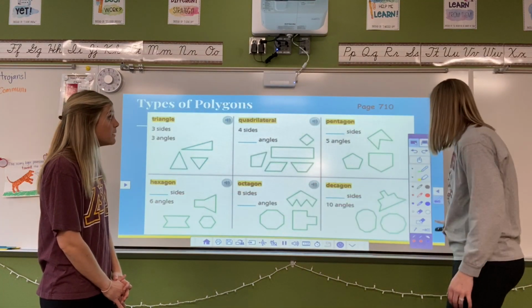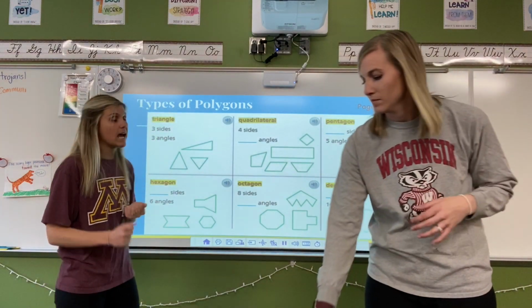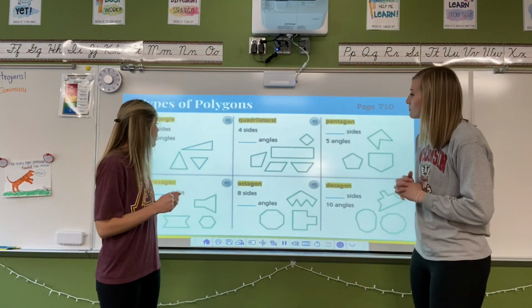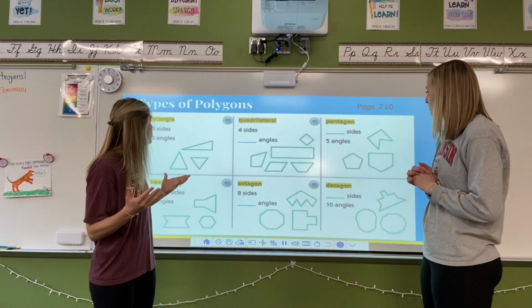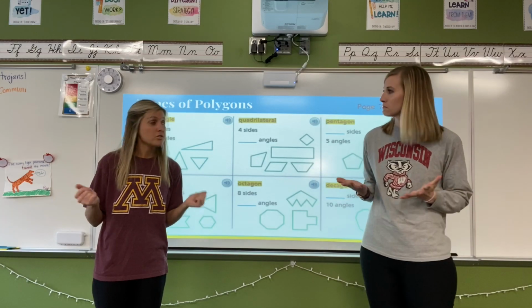All right. On page 710 in your books, you're going to learn about the different types of polygons. There are several different types, and you can give them names based on some things about them. So let's take the first one.